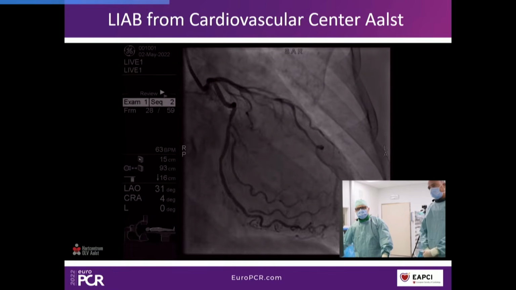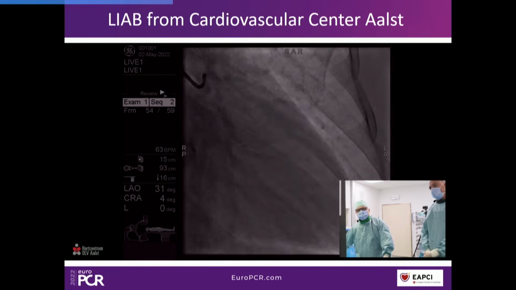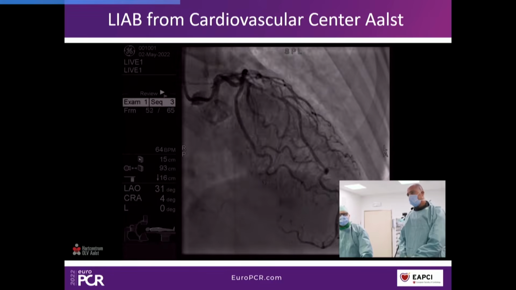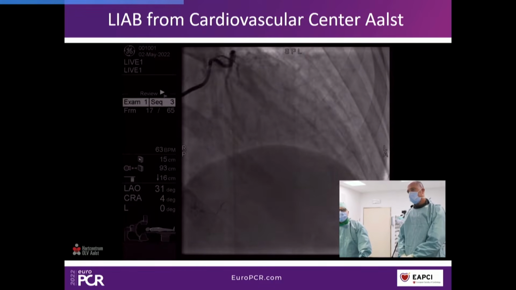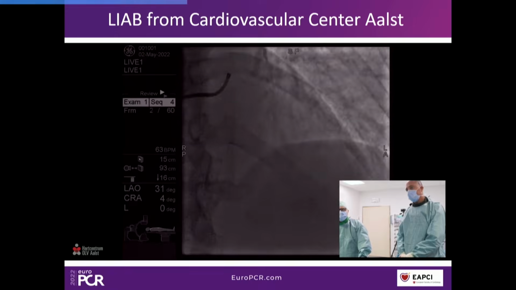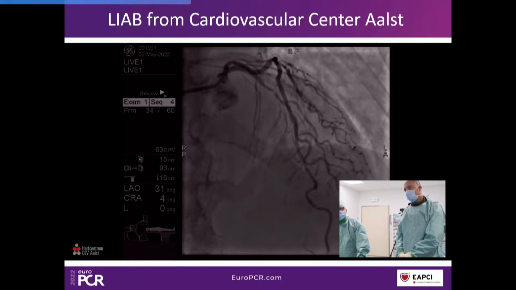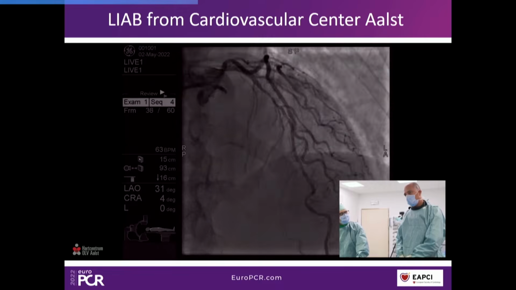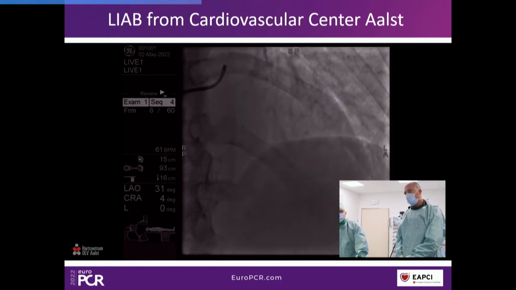Then we have this long lesion on the LAD that looks angiographically already significant, and here I guess we will explore the value of physiology guidance of PCI rather than indication to percutaneous coronary intervention. It's a long disease, so it will be very interesting to do pressure pullback here.